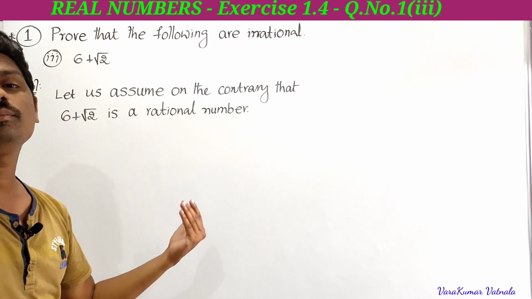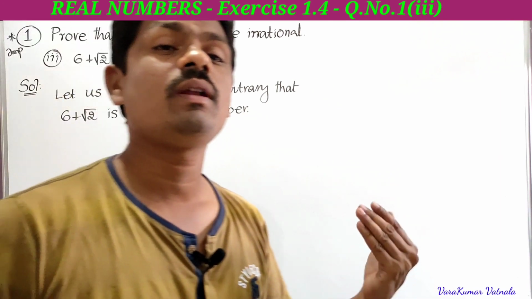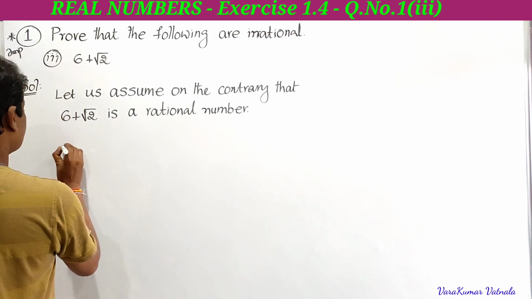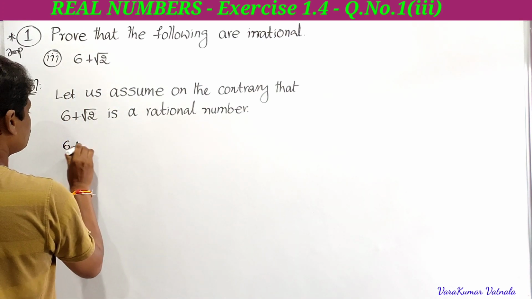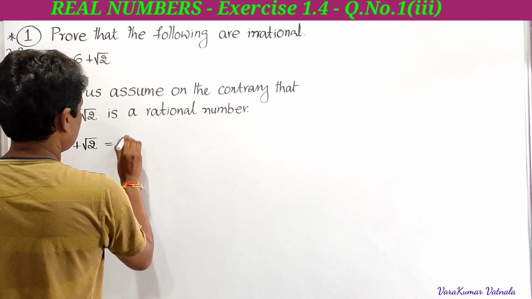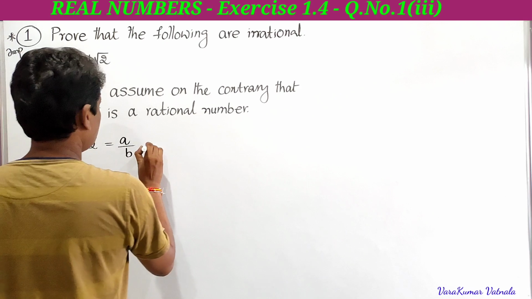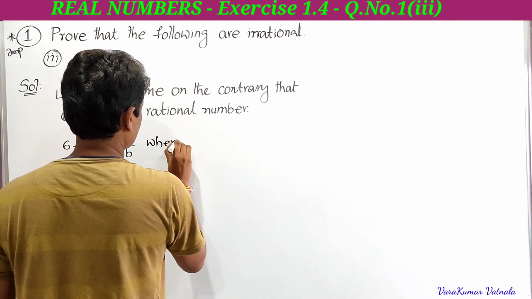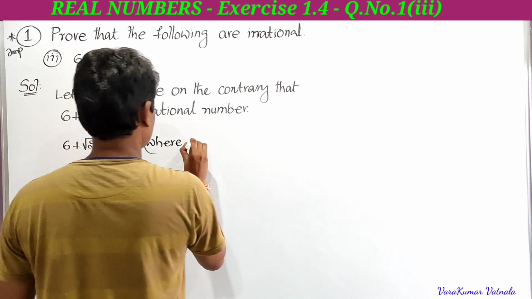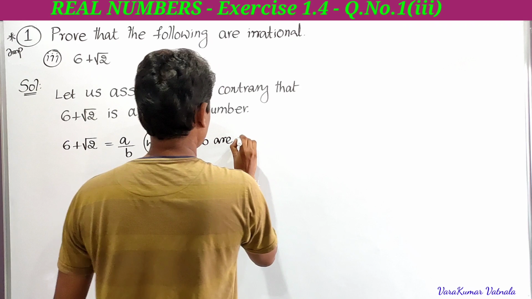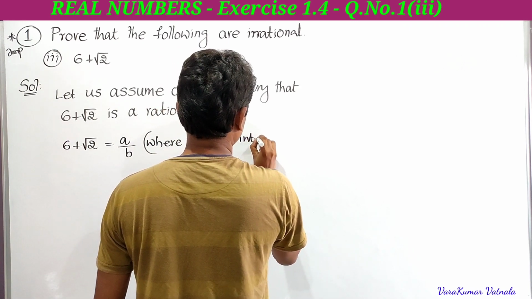If it is a rational number, every rational number can be written in the form a by b. Therefore, we can write 6 plus root 2 is equal to a by b, where a, b are integers and b is not equal to 0.